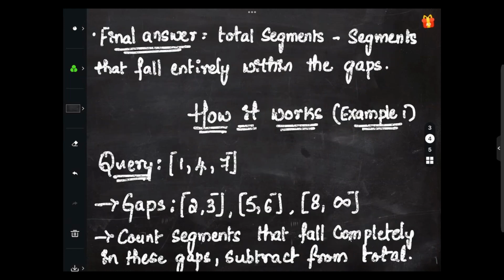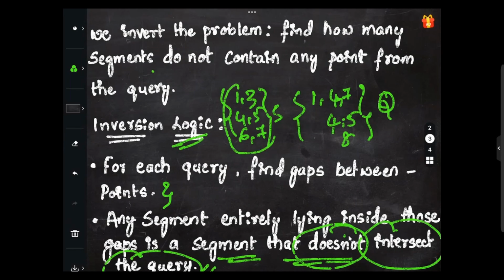Right, so let's go with the final answer here. Total segments minus segments that fall entirely within the gaps, right? So first we will be going with the total segments. Total segments we have is 3, and the segments that fall entirely within the gaps, that we need to find. Total segments we have been given in the input is 3, nothing but 1 3, 4 5, and 6 7, three segments we have, right?